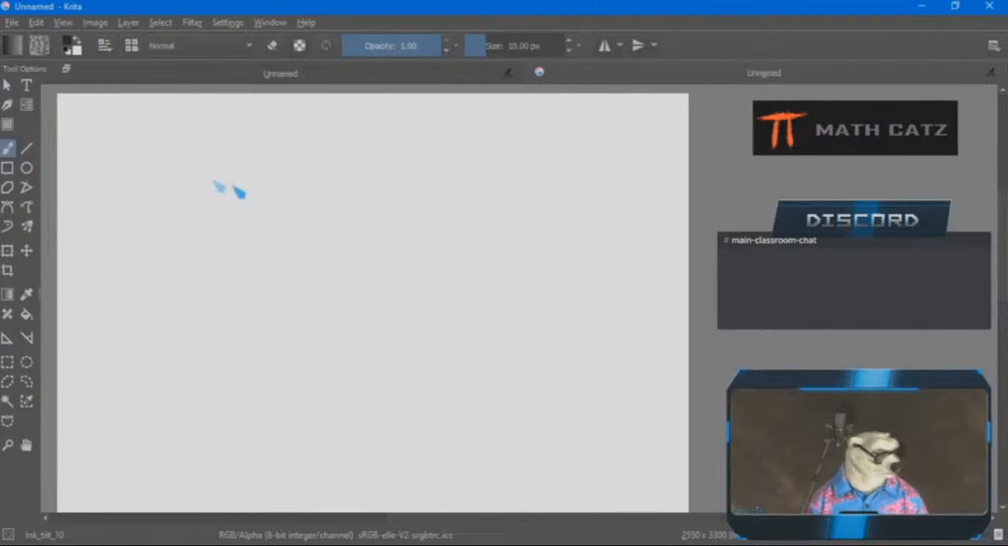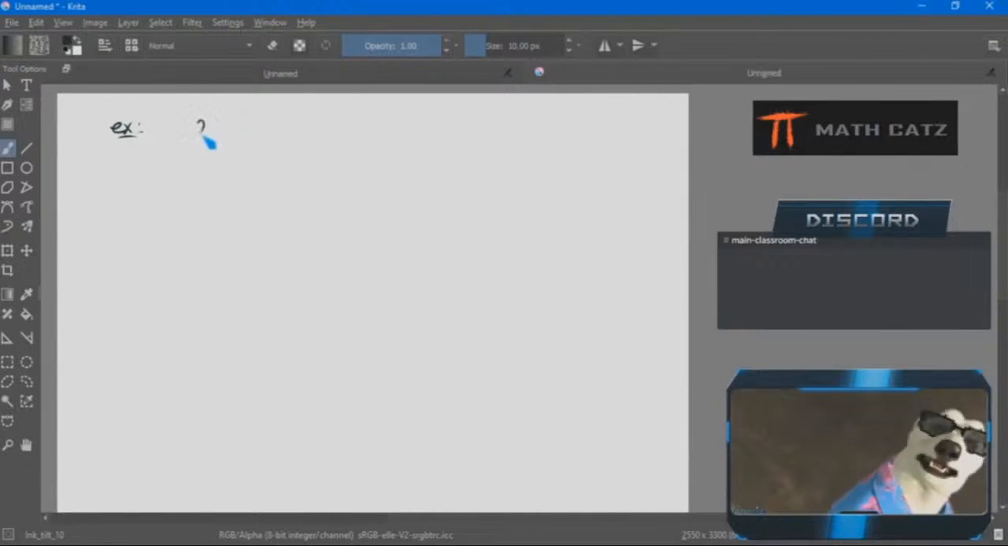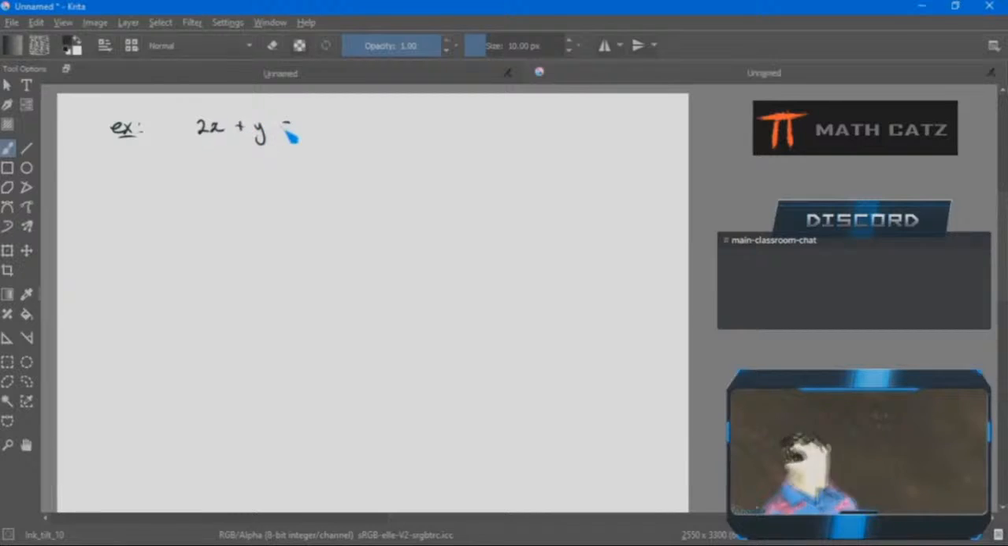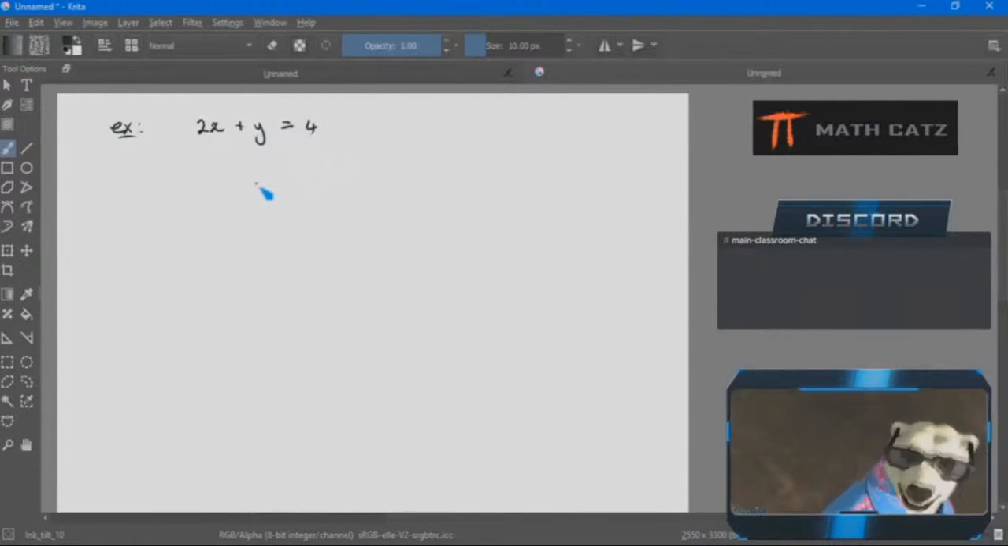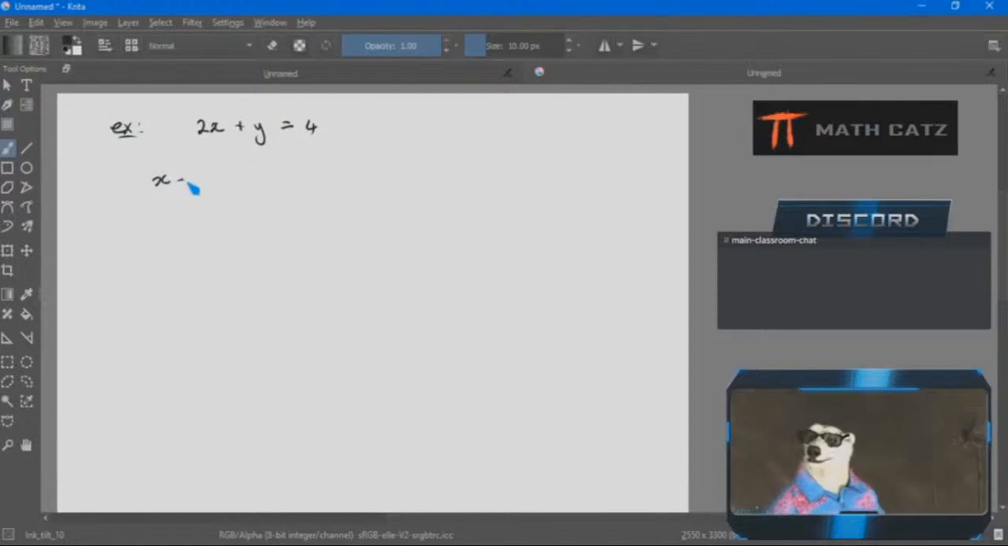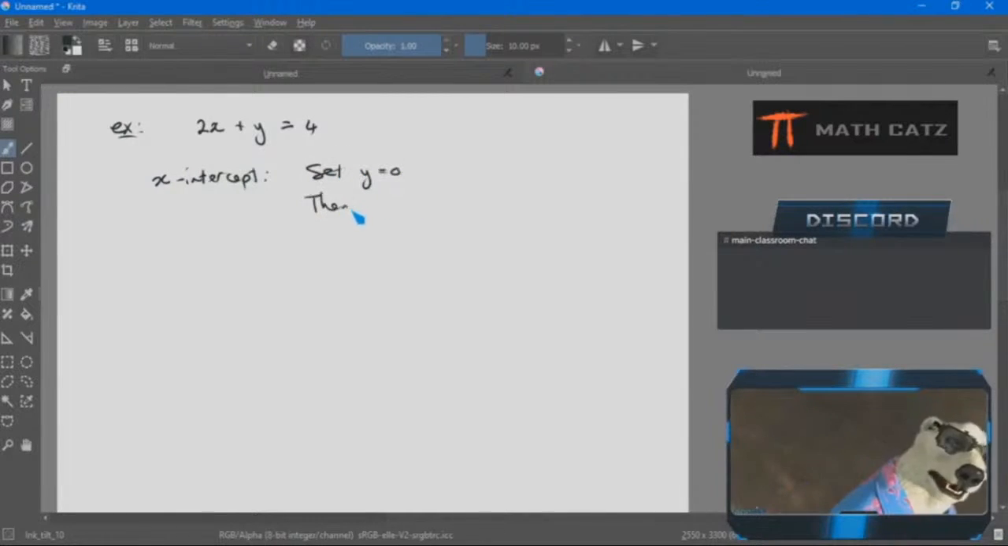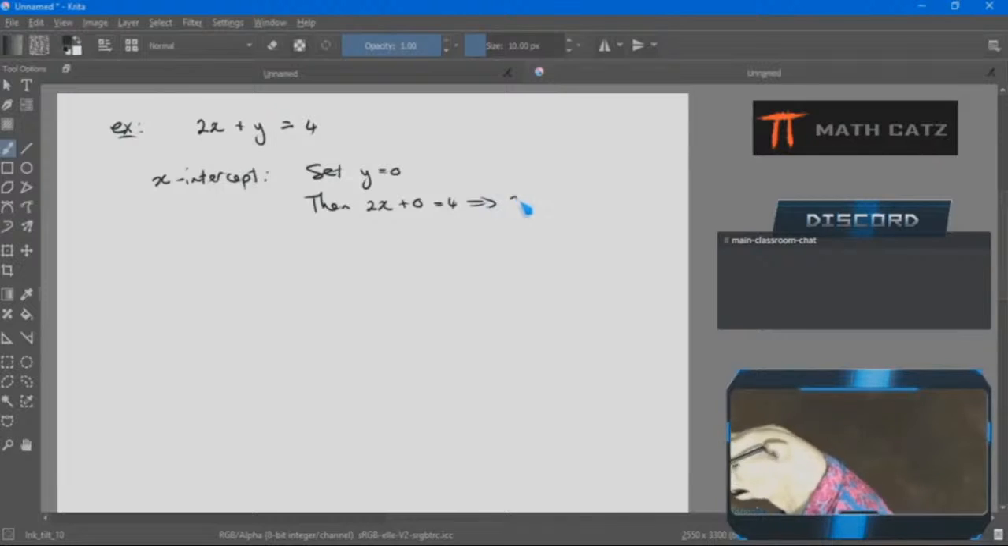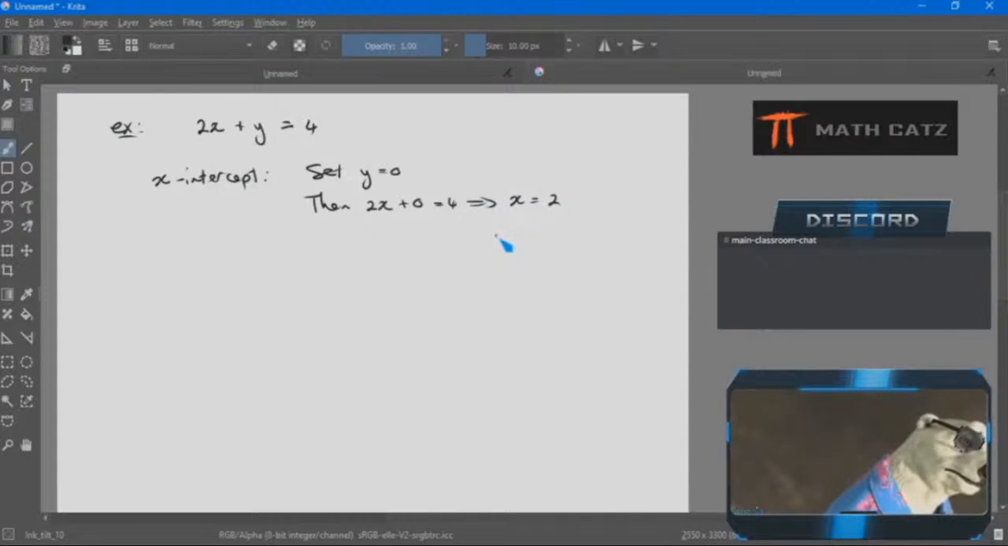Like that. My example is not something in the problem book yet. I'm just making one up. 2x plus y equal to 4. Linear equation because it fits that general form. X-intercept: I'm going to set y equal to 0, and then I get 2x plus 0 equal to 4. So x is equal to 2.